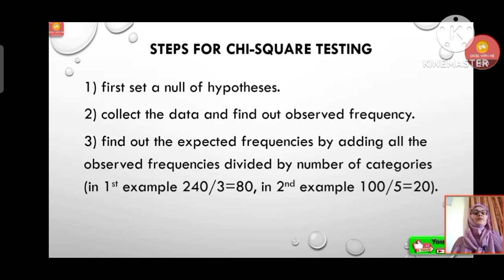Now steps for chi-square testing, let's see here. First, set a null hypothesis, collect the data and find out observed frequencies, find out the expected frequencies by adding all the observed frequencies divided by number of categories. In example 1, that is 240 divided by 3 equal to 80. In second example, 100 divided by 5 equal to 20.